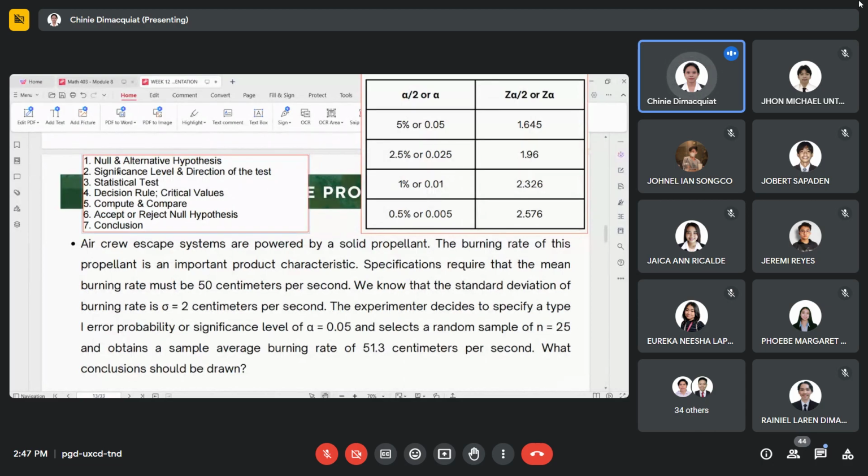So ang unang step natin, null and alternative hypothesis. Kailangan nating i-identify yung ating null and alternative hypothesis. So, from this given, ano po kaya yung ating null hypothesis as well as alternative hypothesis? Anyone?